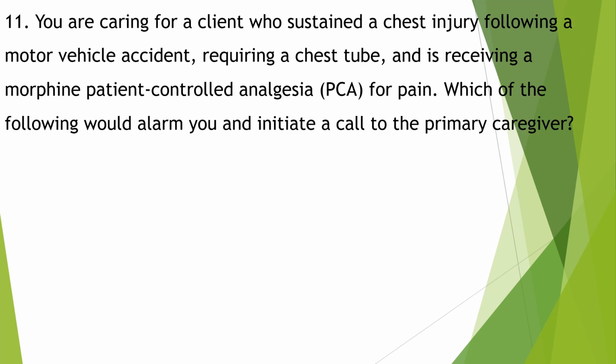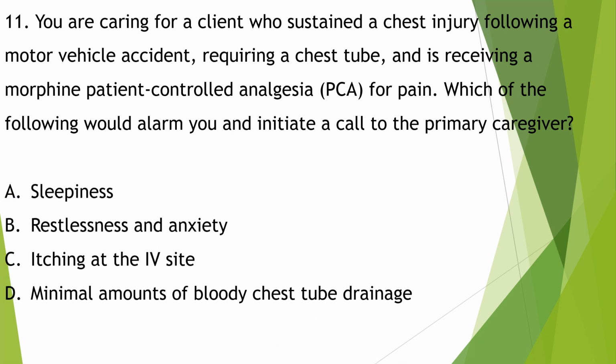You are caring for a client who sustained a chest injury following a motor vehicle accident requiring a chest tube and is receiving a morphine patient-controlled analgesia for pain. Which of the following would alarm you and initiate a call to the primary care provider? Sleepiness, restlessness and anxiety, itching at the IV site, minimal amount of bloody chest tube drainage.